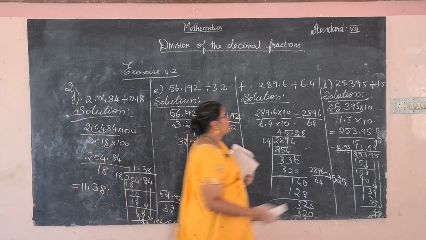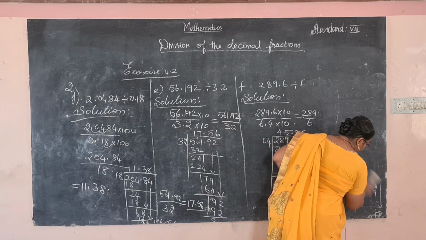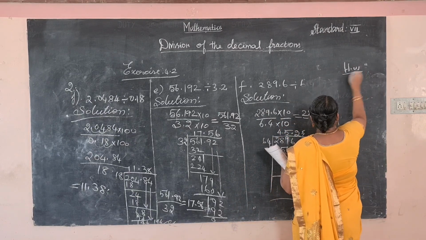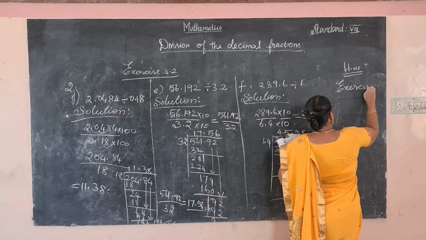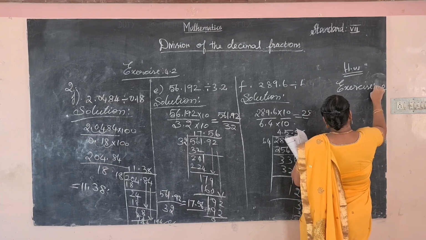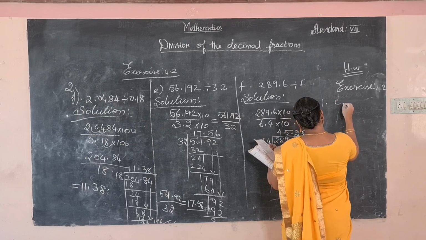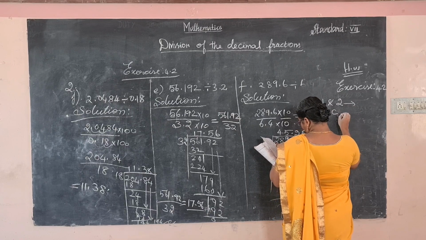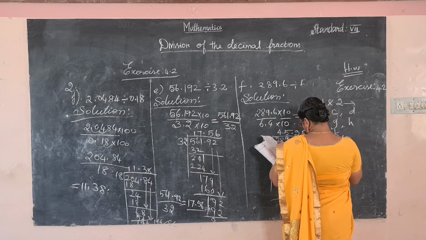Okay, I will write the homework on that side. Homework: exercise 4.2, first and second, C, D, G, H, K, L.